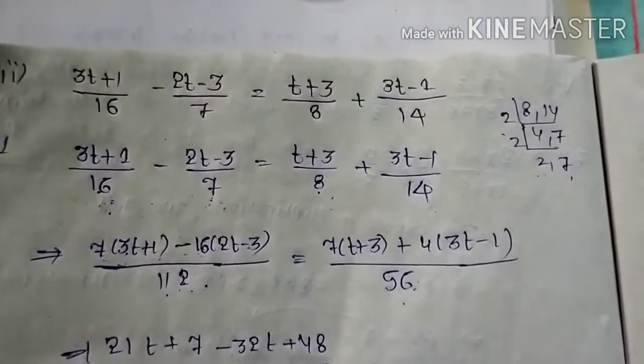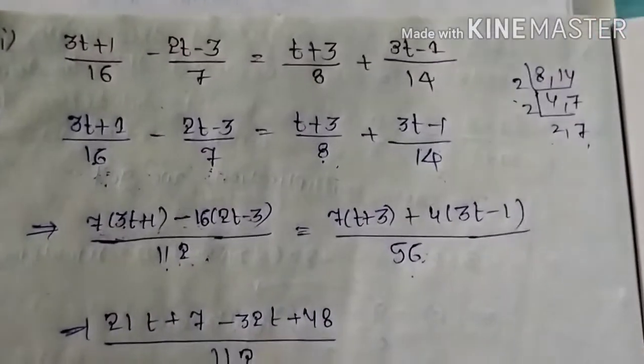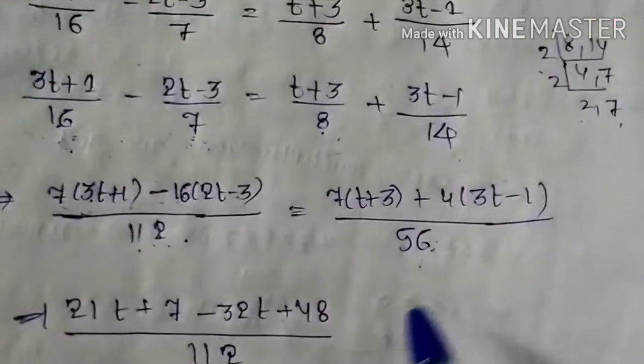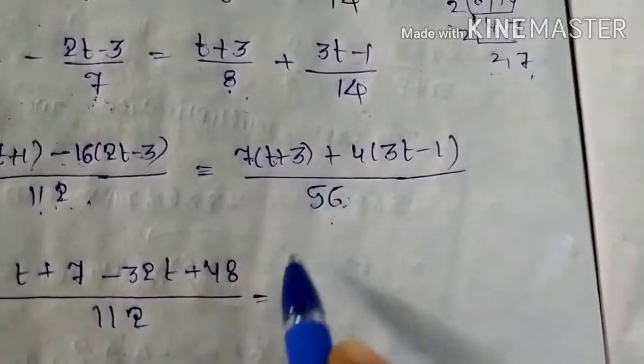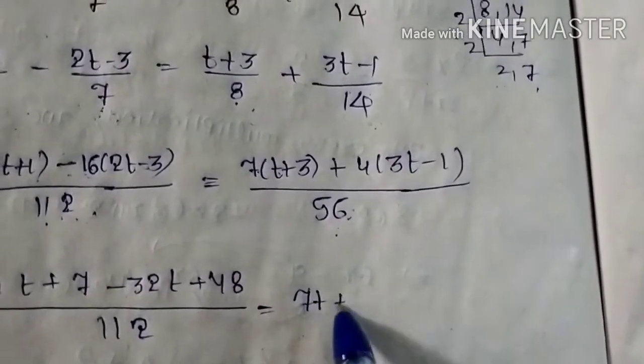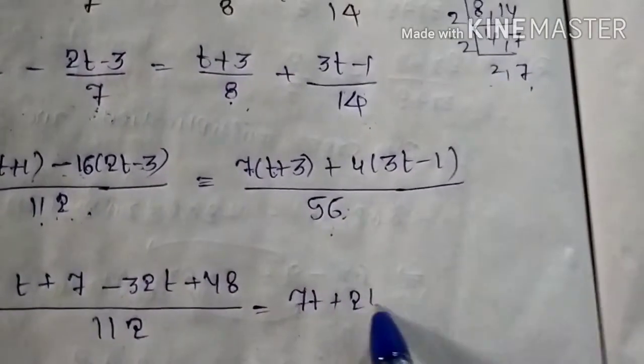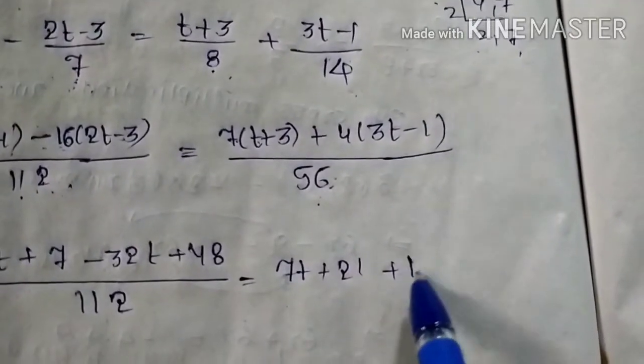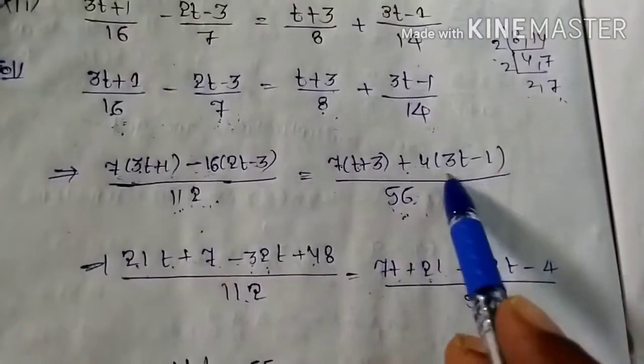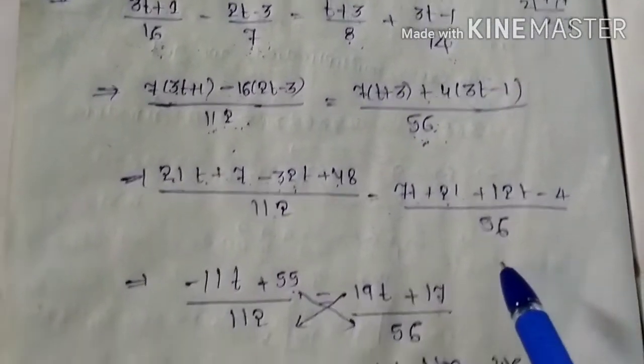48 by 112. By how much? 112 equals 7 into t, how much? 70 plus 7, 3 ja how much? 21 plus 4, 3 ja how much? 12t here minus 4, 1 ja 4, only by 56.